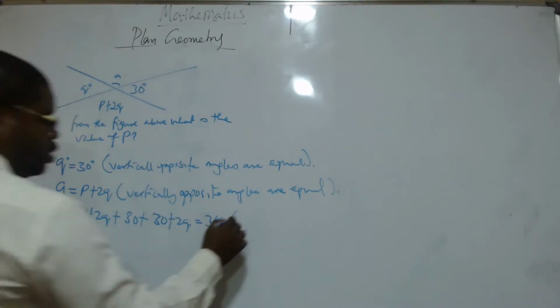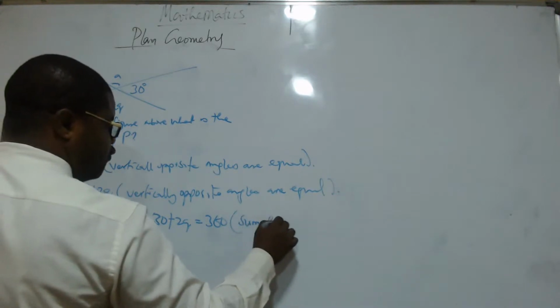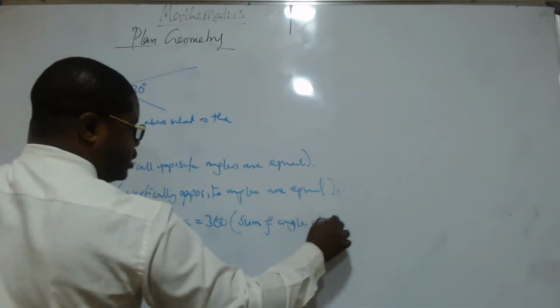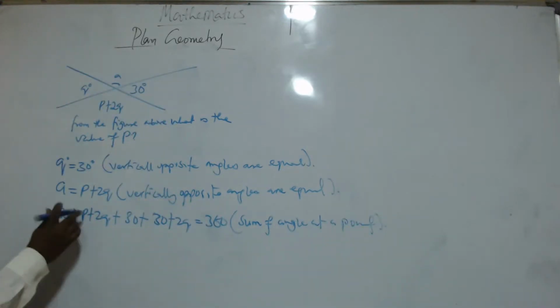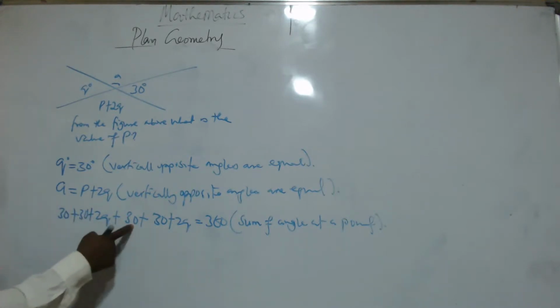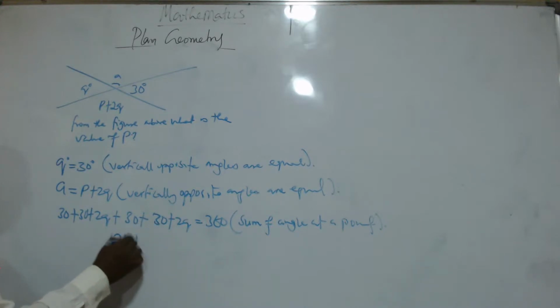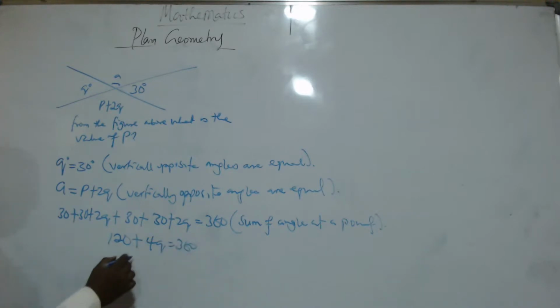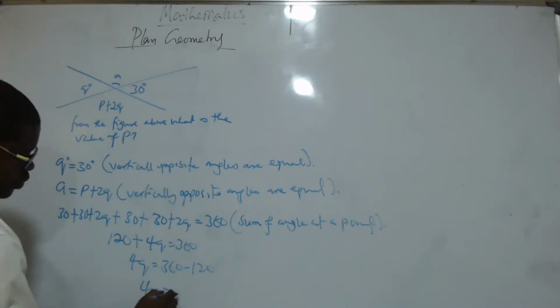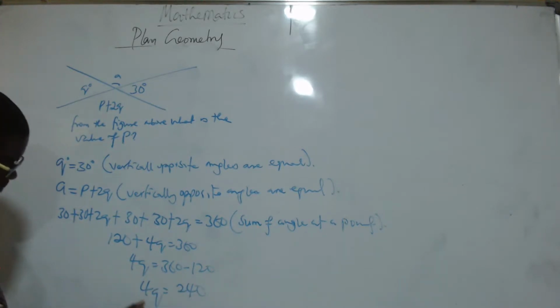Reason: we have the sum of angles at a point. So we have 30 plus 30, 60, 90, 120. 120 plus 2Q, we have 4Q equals 360. 4Q becomes 360 minus 120. Now 4Q will give us 240.